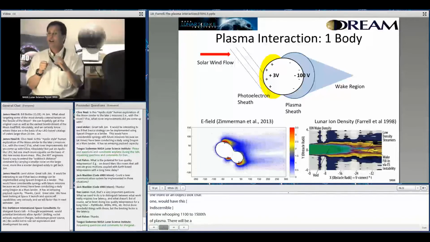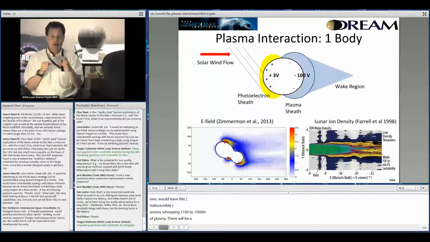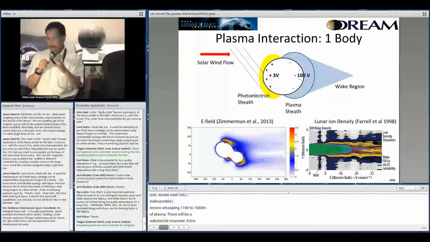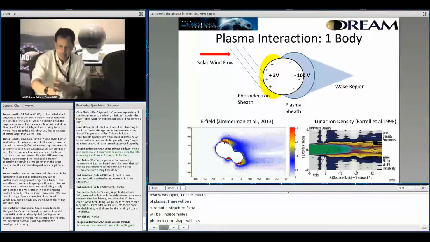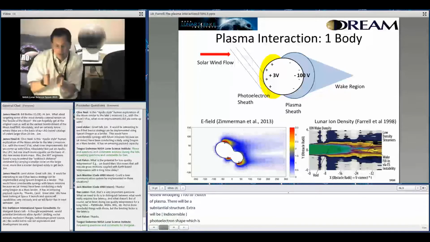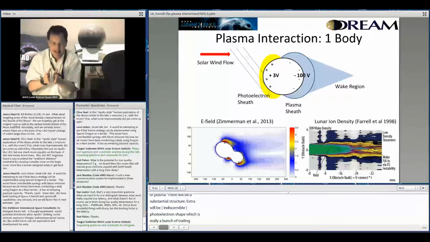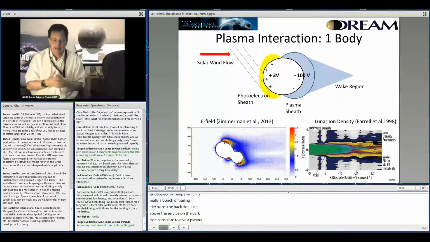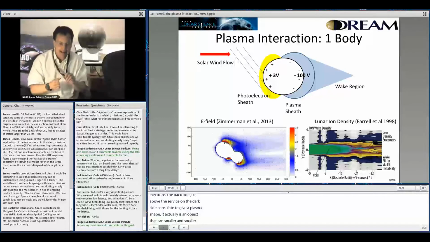On the front side, because it's sunlit, you're going to get a photoelectron sheath. It's really a bunch of trapped electrons. And on the backside, just above the surface on the dark side, you'll actually get a plasma sheath defined by the electrons. But as an object gets smaller and smaller, where the plasma sheath ends and where the wake begins is really a question of some debate.